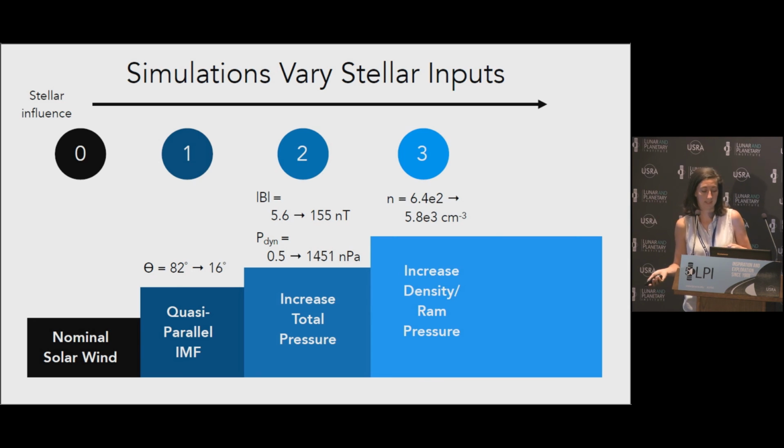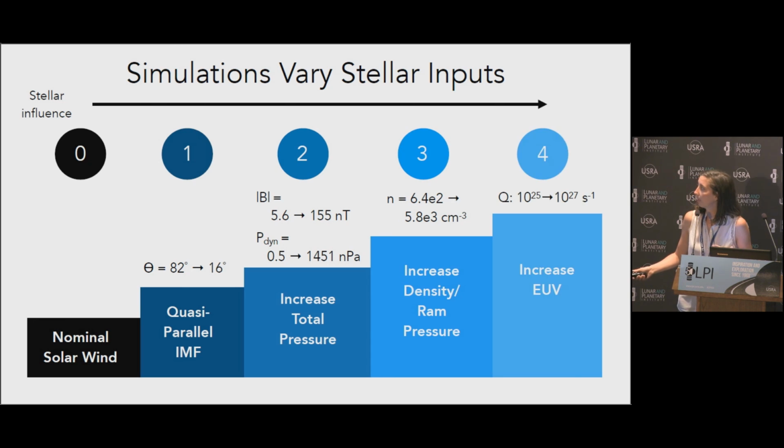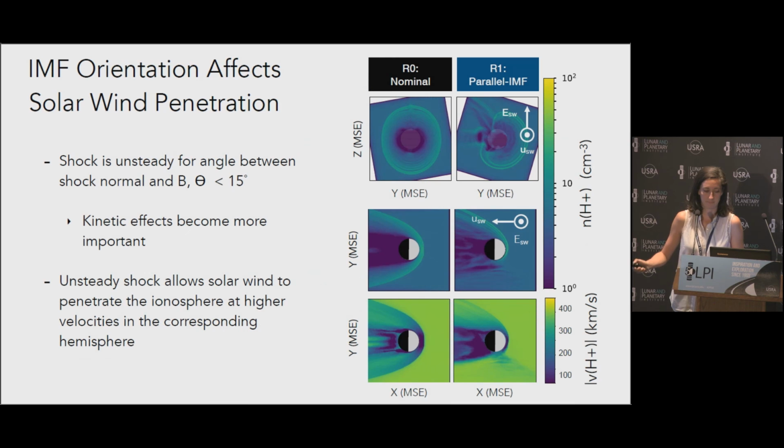Then I increase the density of the solar wind by a few orders of magnitude, which also increases the ram pressure. And then finally, I increase the EUV, but I don't actually increase any sort of EUV photon flux. I'm just ramping up my ion production.